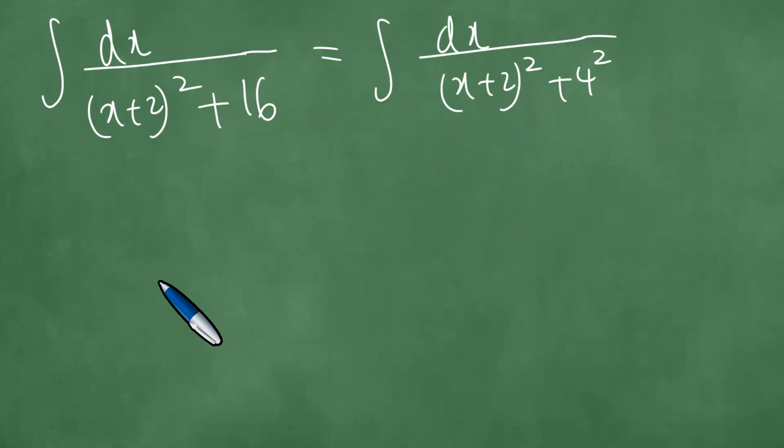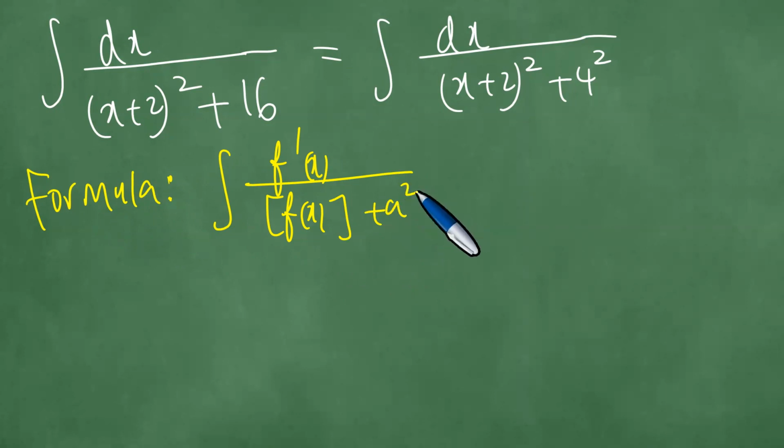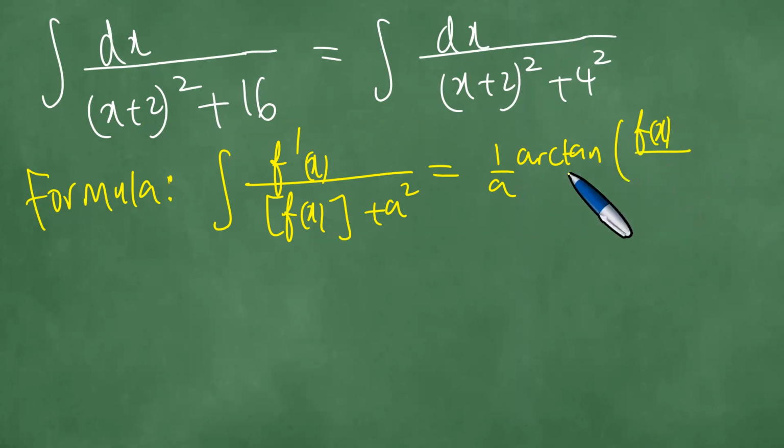And so there's a formula. If you have the integral of f prime of x divided by f of x squared plus a squared, what is the answer to this? This is exactly 1 over a arctan of f of x over a plus c.